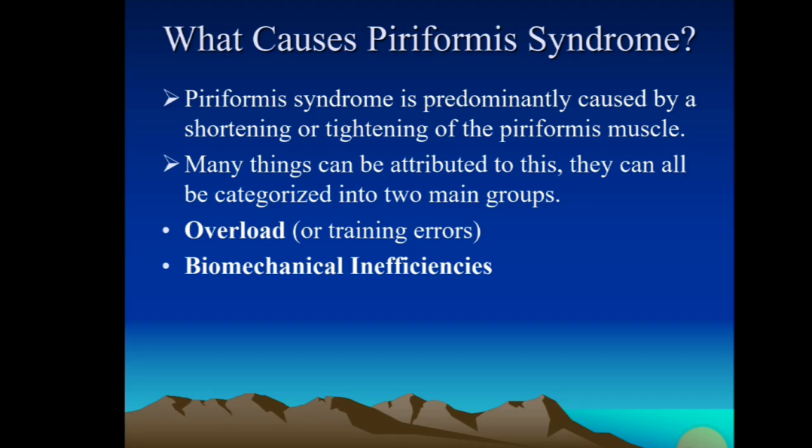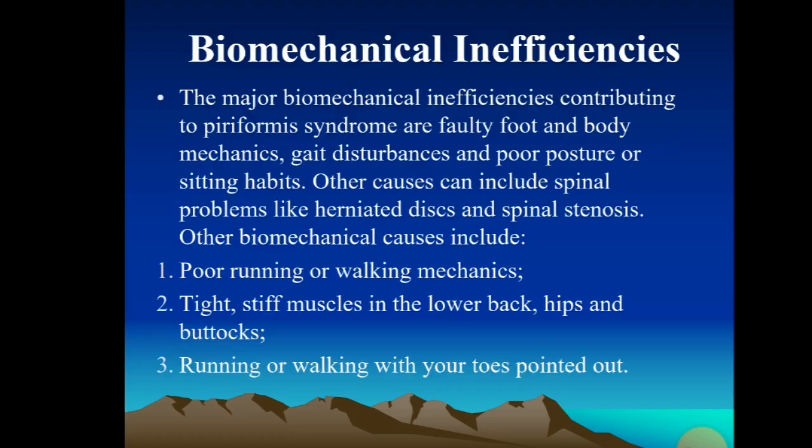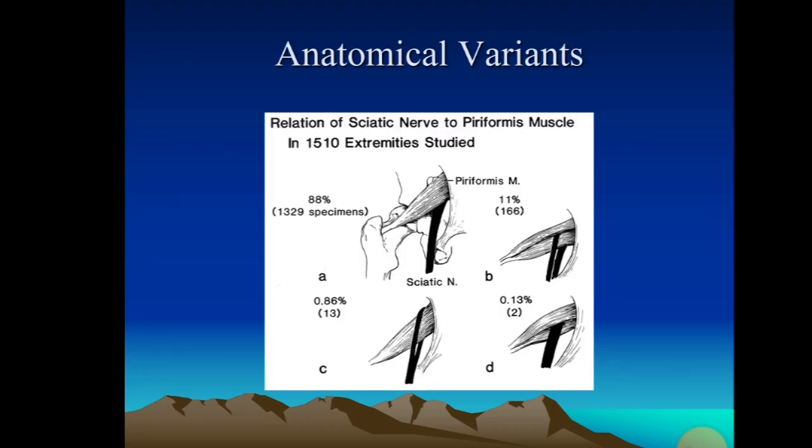Many things are attributed to this, but mainly it is caused by two things: overload or biomechanical inefficiencies. Overload or training errors include exercise on hard surfaces, on uneven ground, high intensity or long duration, ill-fitting shoes, or sitting for a long period of time. Biomechanical inefficiencies contributing are faulty foot and body mechanics or gait disturbance, poor posture or sitting habits, poor walking or running, tight muscles, and also some anatomical variation in the muscle.